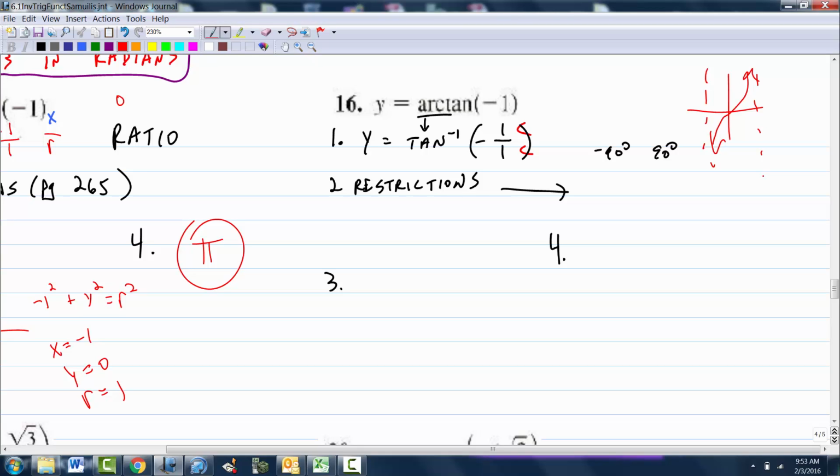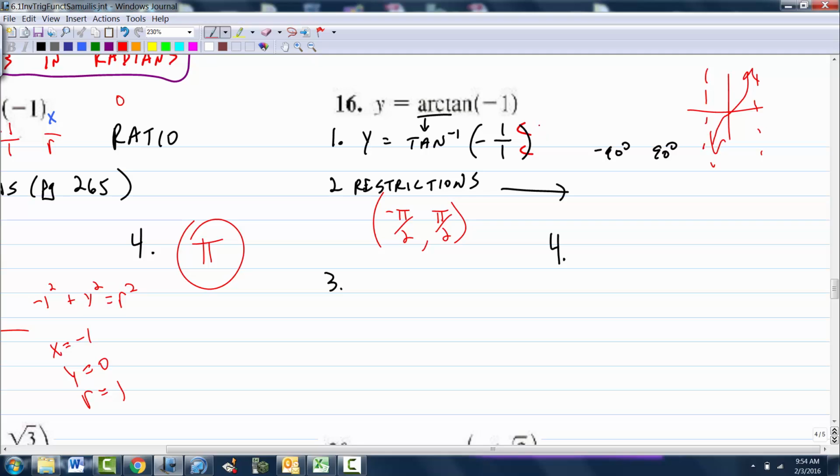Negative pi over 2, never mind. Okay, I'm getting nothing out of second hour. Nothing.